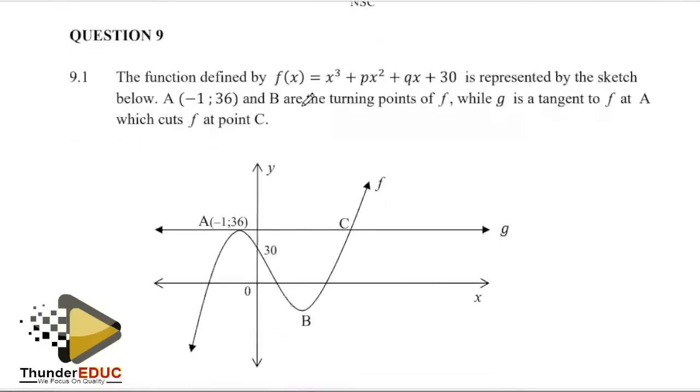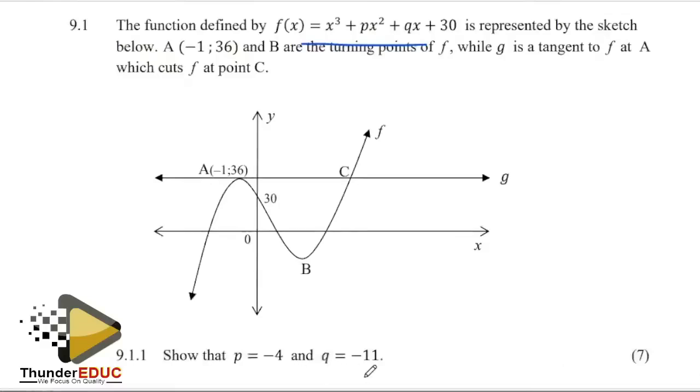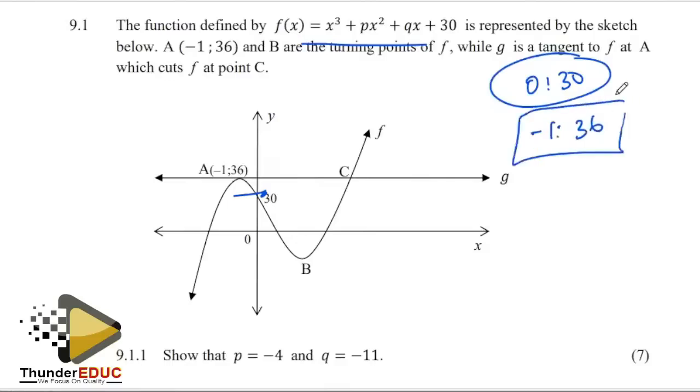They gave us a function. Here we go. Represented by the sketch, we have -1 and 36, and then b is a turning point, while g is a tangent of f. Show that p is that and q is that. We have 2 points, guys. We have the 30, so that is a 0 and a 30. Then we have -1 and a 36. So this is going to involve some sort of simultaneous equations. Looking at the mark allocation, we have 2 unknowns that we need to solve for.